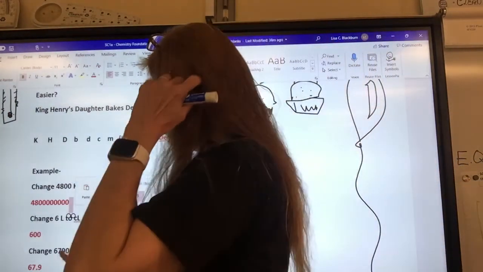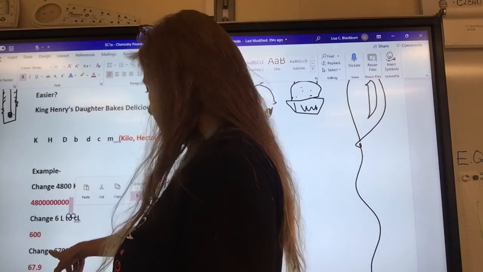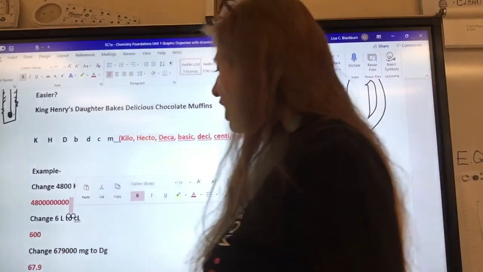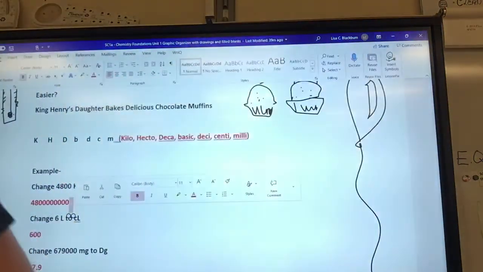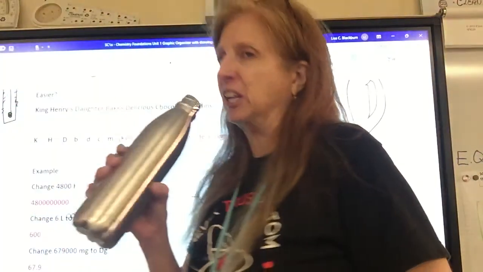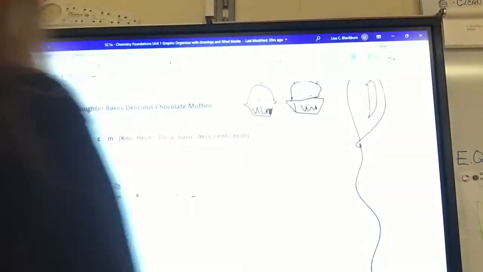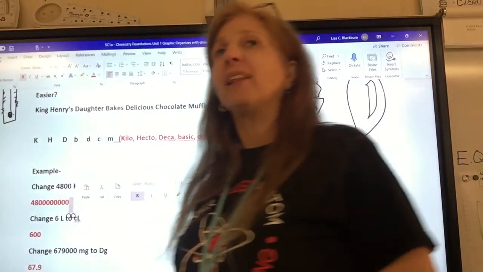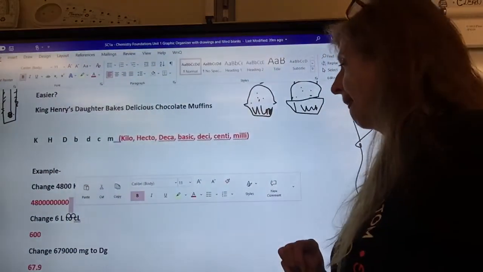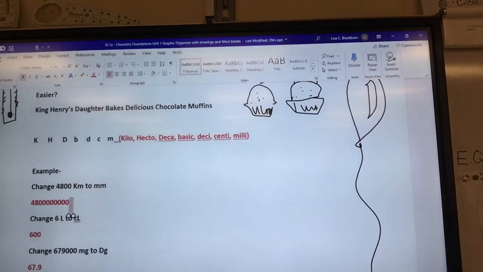Okay, so now try by yourself and then look at the answer. Try to go 679,000 milligrams to decagrams. See if it makes sense. Try it and then look up at the answer. Do you see how much easier this is than the train tracks? No math needed. You just frog hop it. Okay, I'm going to scroll up while y'all give that one a try.